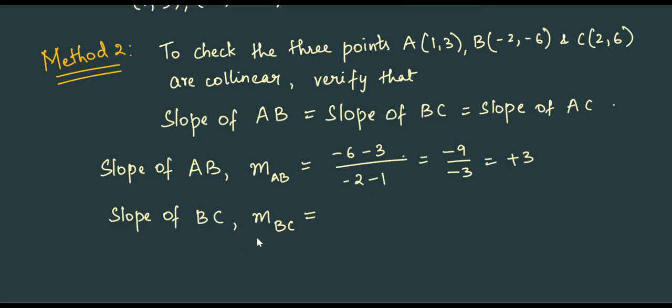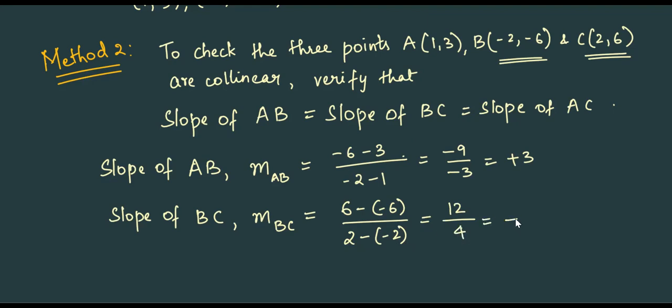Slope of BC. So this is x1, y1 now. This is x2, y2. So (y2 minus y1) over (x2 minus x1): 6 minus (minus 6) over 2 minus (minus 2). Now 6 plus 6 is 12, over 2 plus 2 is 4, which is 3. So the slope of AB is equal to the slope of BC, which means the points are collinear. They lie on the same line.